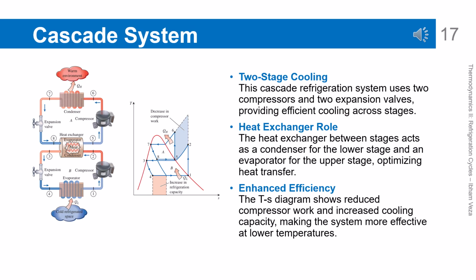A cascade system uses two stages of refrigeration cycles to achieve very low temperatures. The heat exchanger between the two stages acts as a condenser for the lower stage and an evaporator for the upper stage. With this arrangement, the total compressor work can be reduced. The TS diagram shows that each stage operates over a narrower temperature range. This concept is widely used in cryogenic and very low temperature applications.